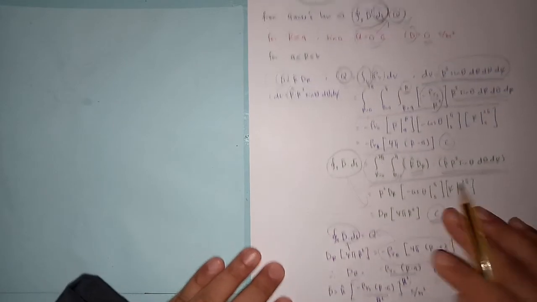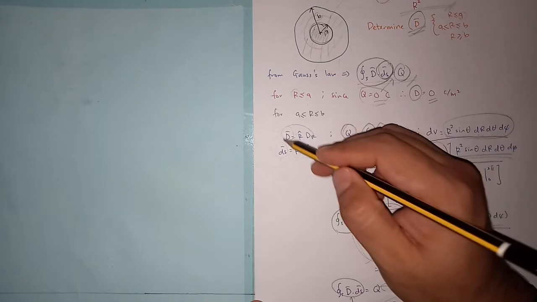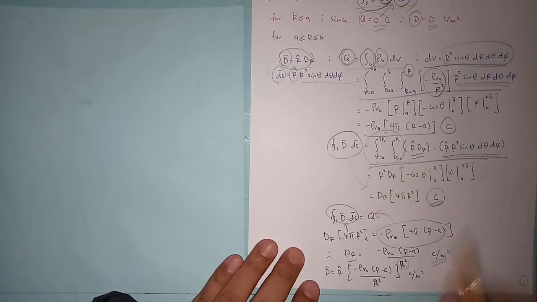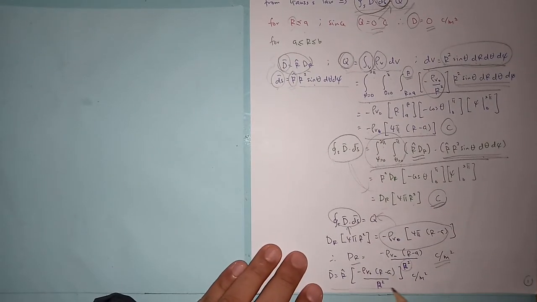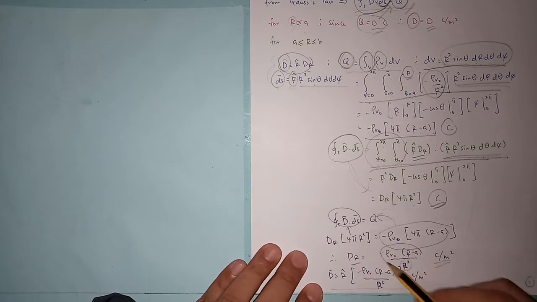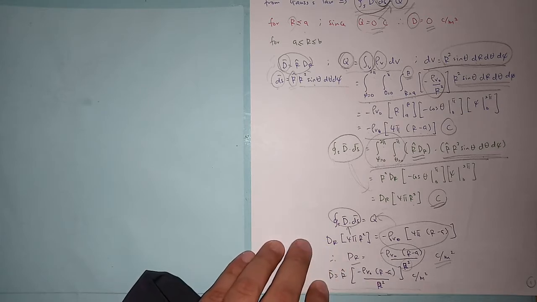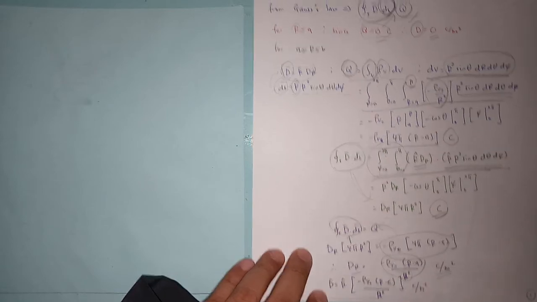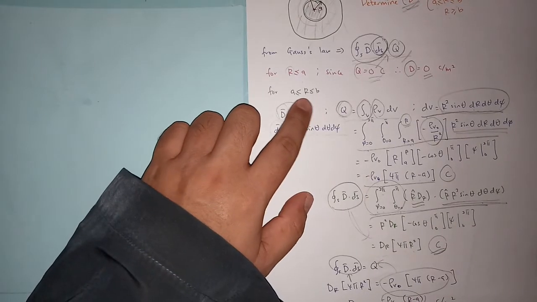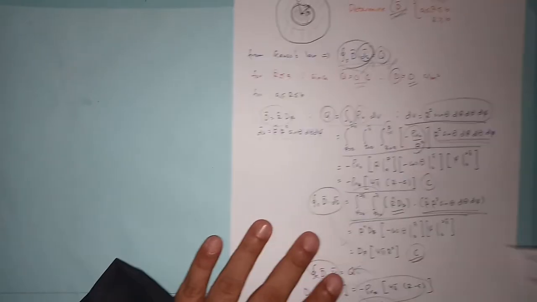And by considering our general expression for the vector D, we can write the expression for the vector D using the equation for Dr. Okay, and this is the expression for the vector of the electric flux density in the second region, which is r between a and b.